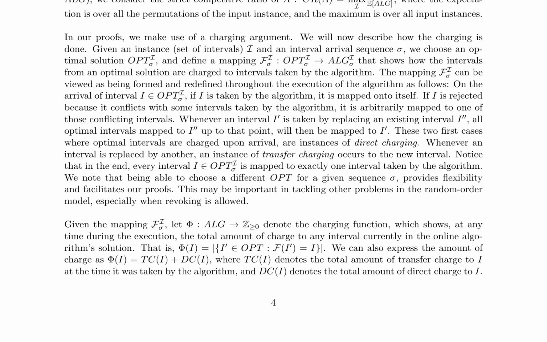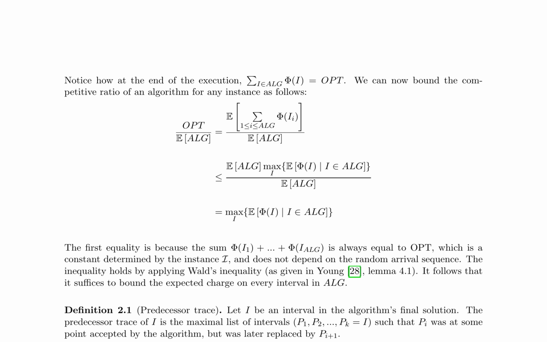In the context of the random order model, this research paper section delves into the competitive ratio of an algorithm for solving interval selection problems. By employing Wald's inequality and leveraging the fact that the sum of charges for all intervals in the algorithm's final solution equals the optimal solution value, the authors establish a bound on the competitive ratio.